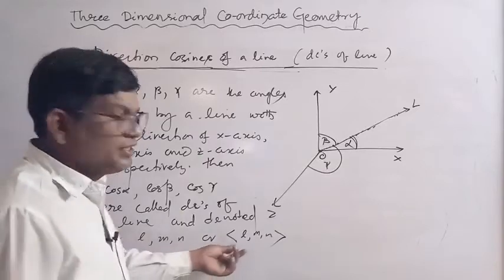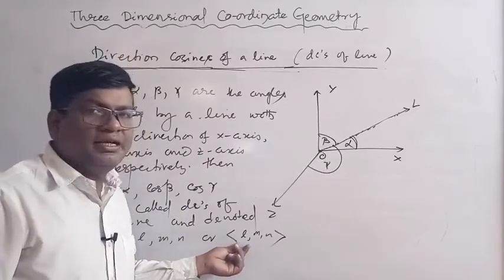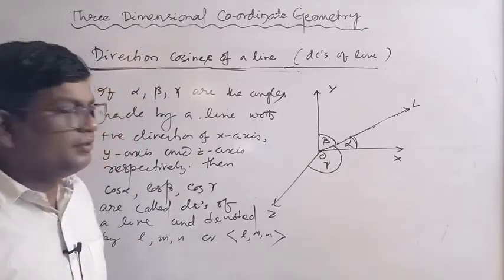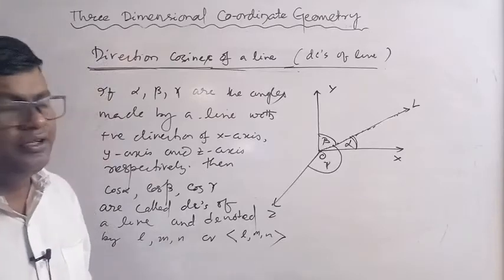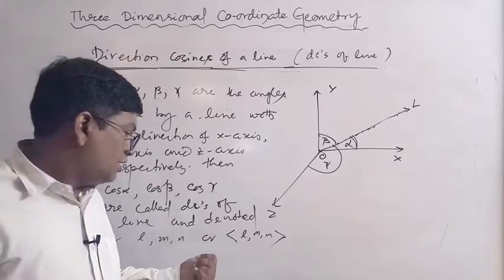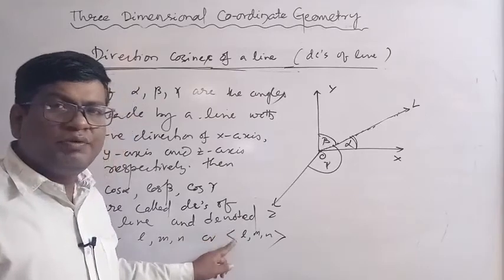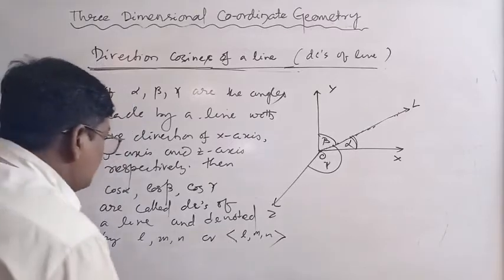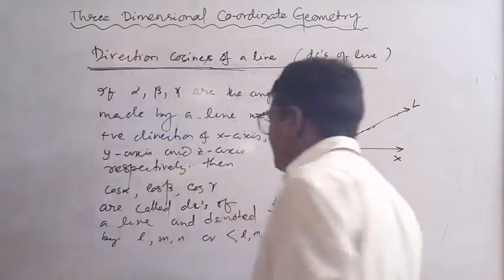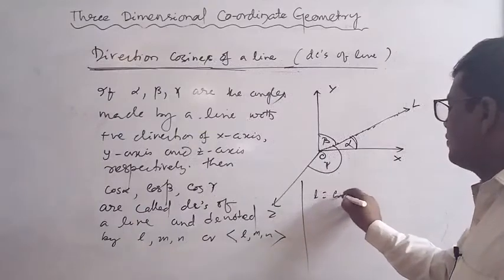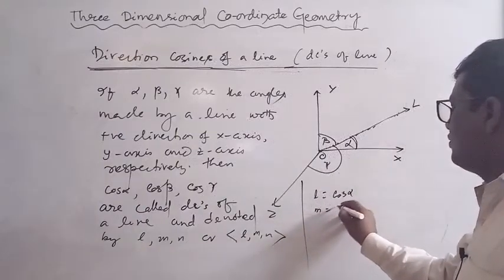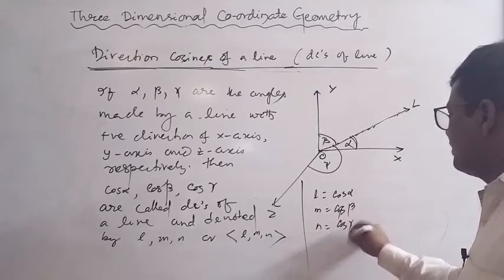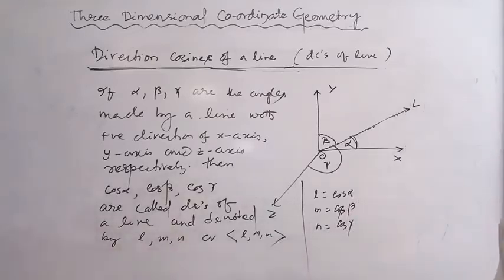Okay, this bracket is used for direction cosines, or you can write L, M, N. Clear, simple L, M, N. Or if you put the bracket, then L is equal to cos alpha, M is equal to cos beta, and N is equal to cos gamma. Okay.